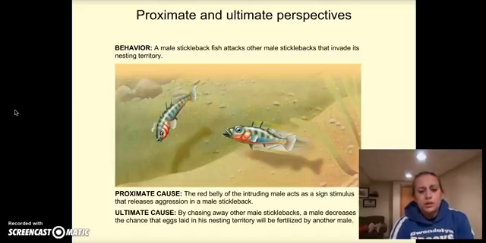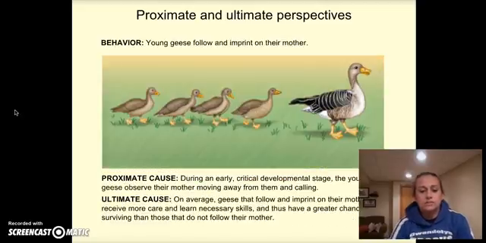So here we're looking at some stickleback fish. The behavior that we're looking at is that a male stickleback fish attacks other male sticklebacks that invade its nesting territory. The proximate cause of this is the red belly of the intruding male acts as a sign stimulus that releases aggression in a male stickleback. Now, that's saying why it's happening right there in that moment. The ultimate cause, though, is that by chasing away other male sticklebacks, a male decreases the chance that eggs laid in his nesting territory will be fertilized by another male. So that's the ultimate cause.